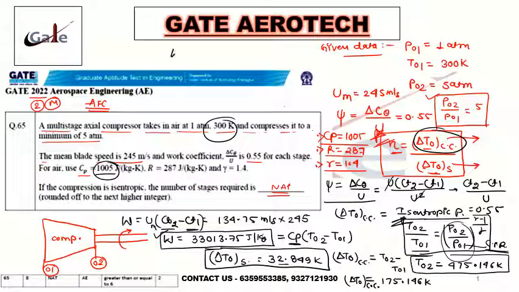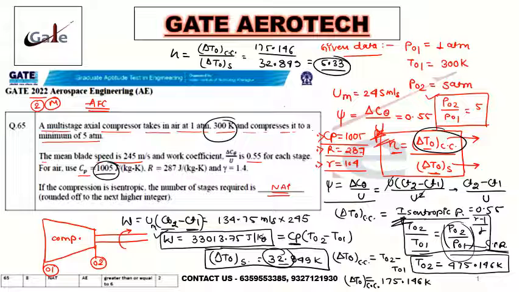Now we need to calculate the number of stages, which is given by the change in temperature in the complete compressor divided by the change in temperature in a stage. So you know 175 for your complete compressor, and for the stage we have 32.849. Just divide this and you will get 5.33. Now you have the number of stages as 5.33.